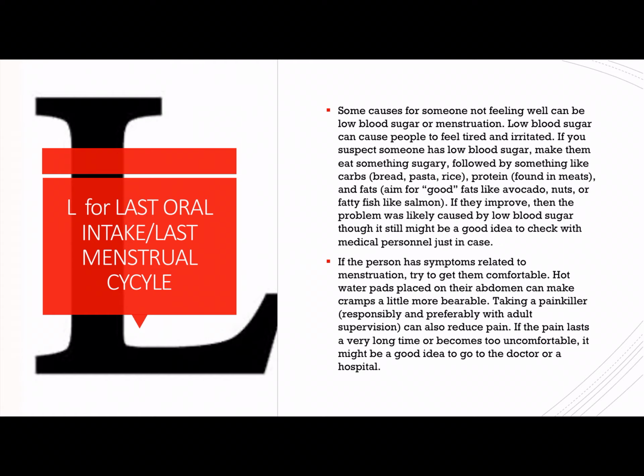If the person has symptoms related to menstruation, try to get them comfortable. Hot water pads placed on their abdomen can make cramps a little more bearable. Taking a painkiller, responsibly and preferably with adult supervision, can also help reduce pain. If the pain lasts a very long time or becomes too uncomfortable, it might be a good idea to go to the doctor or hospital.